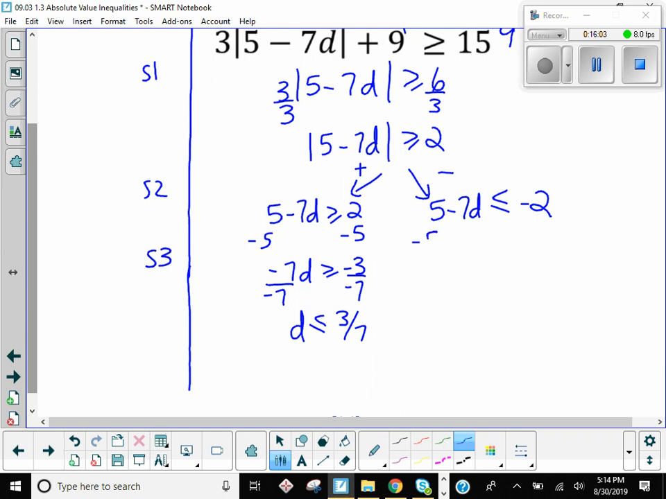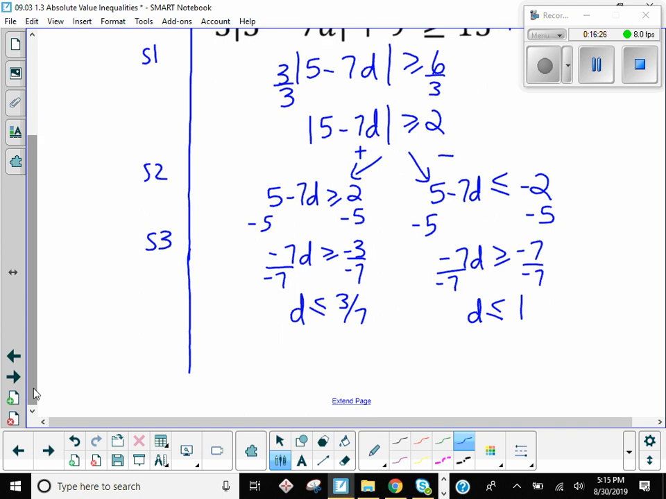On the right inequality, I subtract 5. Negative 7D is greater than or equal to negative 7. Divide by negative 7. So D is less than or equal to, I flipped the symbol because I divided by a negative. Sorry, I divided by a negative, pause, the answer is 1. I do not divide by negative 1. And then the number line.